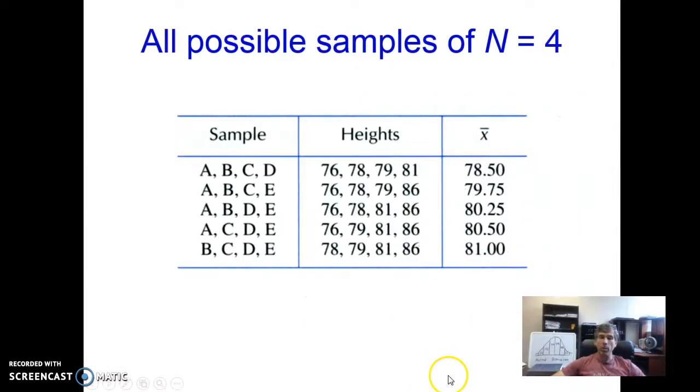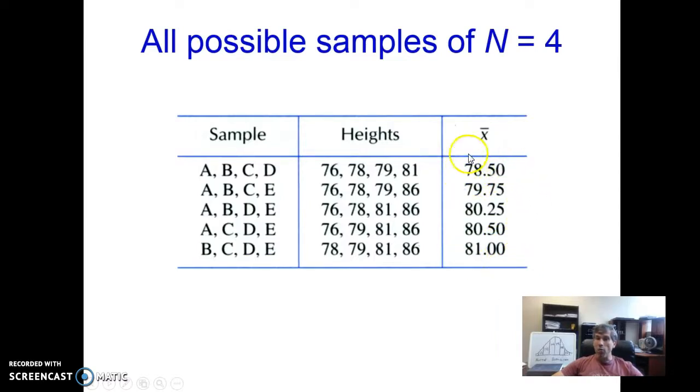Now let's make a different sampling distribution. Let's get a bigger sample size. Let's take samples of 4 people out of our 5-person population. Here's every possible sample, their individual heights, and their average heights. Notice that range has dropped yet again. It's now down to 2.5 inches between the largest sample mean and the smallest sample mean.